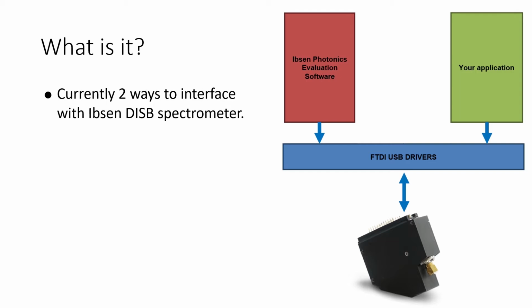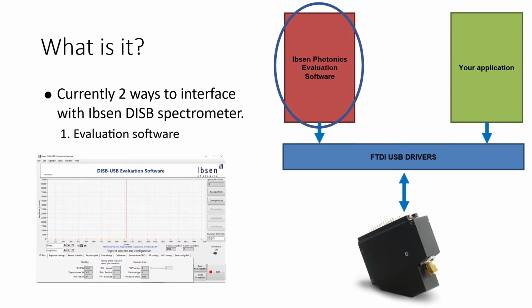So what exactly is it? Well, currently there are two ways that you can interface with a DISB equipped spectrometer from Ibsen. You can either use the evaluation software that comes with a standard starter package from Ibsen, or you can develop your own application. Both communicate with the spectrometer via FTDI's USB drivers.